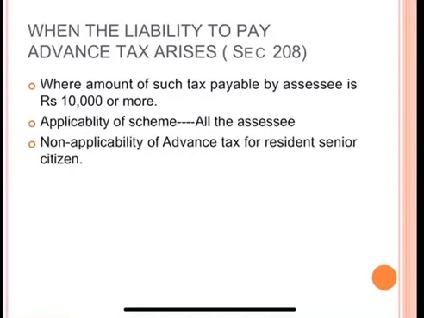The applicability of this scheme is to all the assessees. All the assessees may be individual, HUF, firm, AOP, body of individuals or company, etc. Then, non-applicability of advance tax is for a resident senior citizen, that is, who is of the age of 60 years or more at any time during the previous year and not having any income chargeable under the head profits and gains of business or profession. So advance tax will not be applied to them.